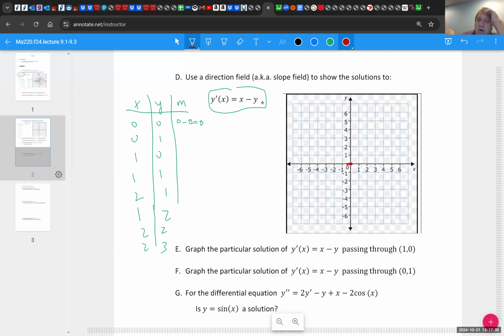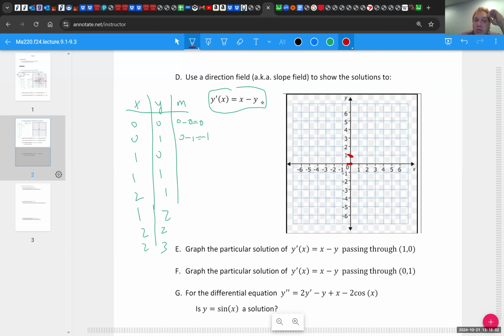What about 0, comma 1? It's just x minus y, so I'm just literally going to go x minus y, left to right. 0 minus 1 is negative 1. So at the point where x is 0 and y is 1, you have to find that place. x is 0, y is 1 is right here. At that point, you have to draw a slope which is negative 1, so going down at 45 degrees.